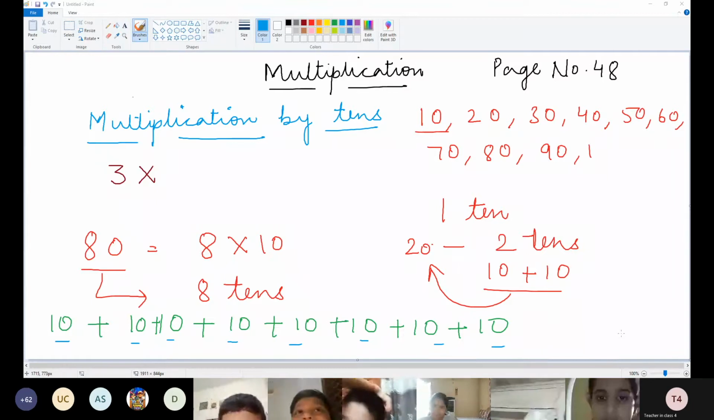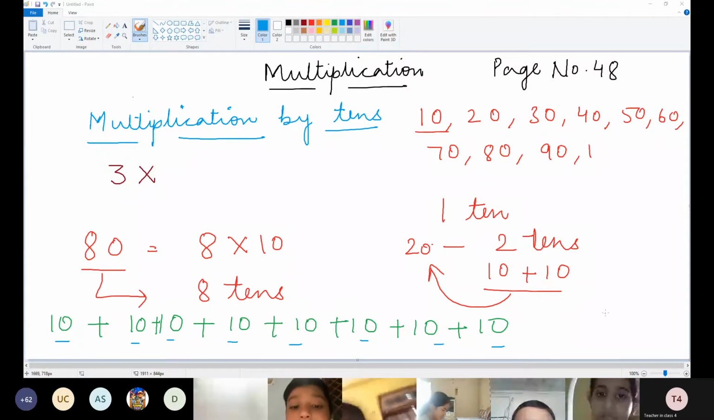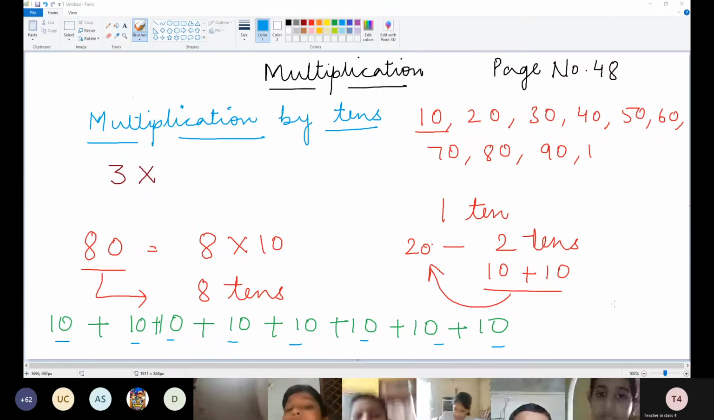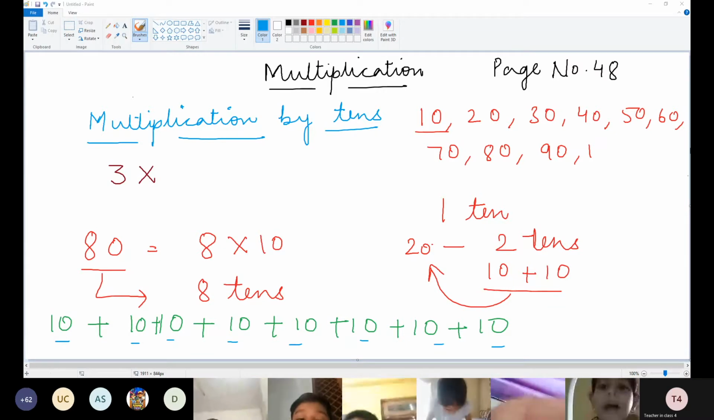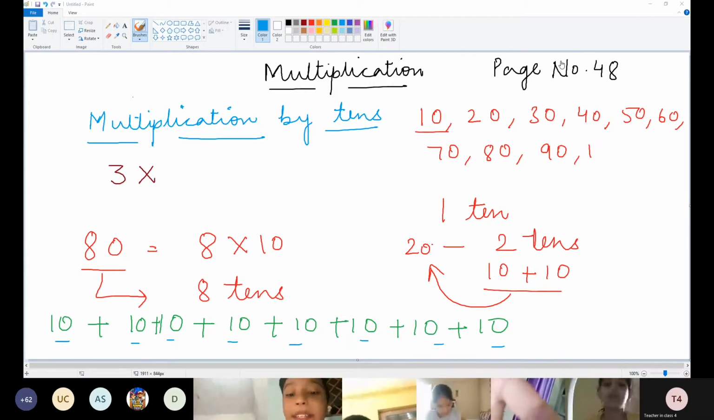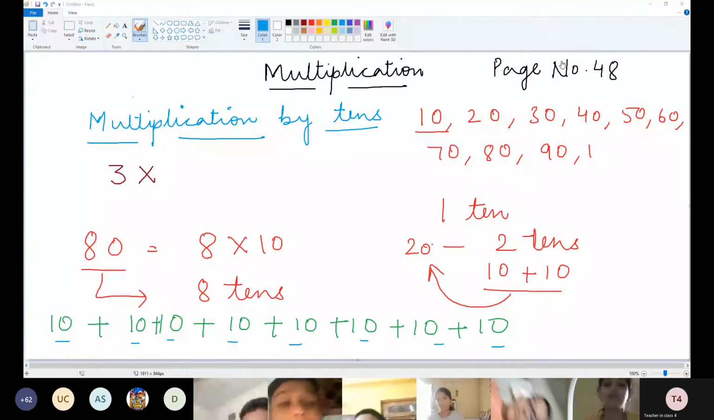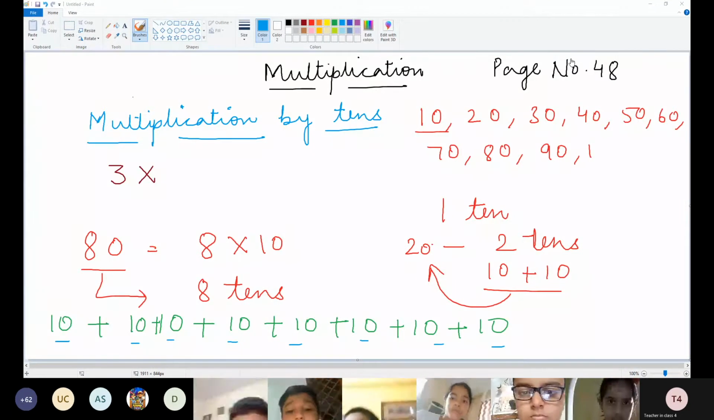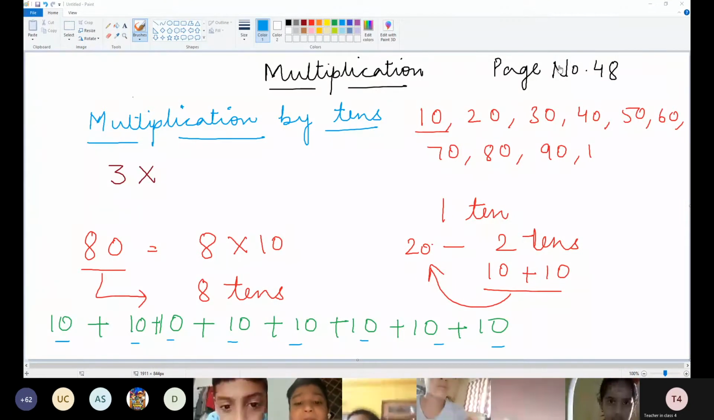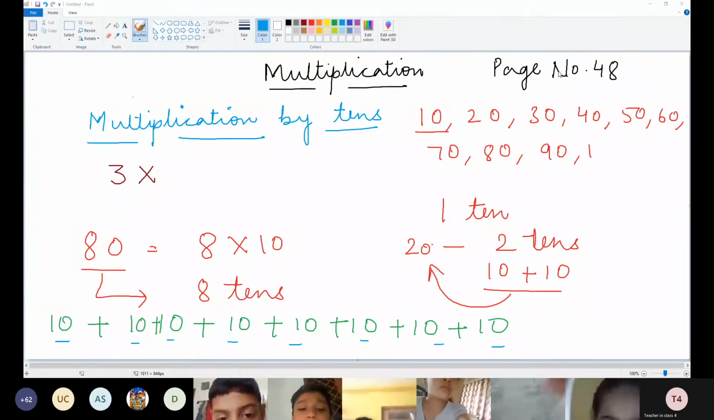When you sum up all these tens, what you will get? What will be the sum of these tens? Quickly add it in your rough notebook, in your rough page, and tell me what you will get. I will give you 1 minute. Quickly. 60 seconds. Vivek, I am going to ask with you.